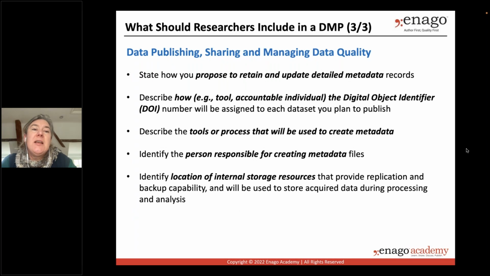So then, you also want to think about the data publishing, sharing, and managing as well. How do you propose to retain and update the detailed metadata records? What persistent identifiers are you going to be using, and how are you going to be using them? How are you going to be creating the metadata? Is there a standard way that's going to be happening, and who will be doing it? And again, the location of the internal storage resources that will provide the replication and backup capability.